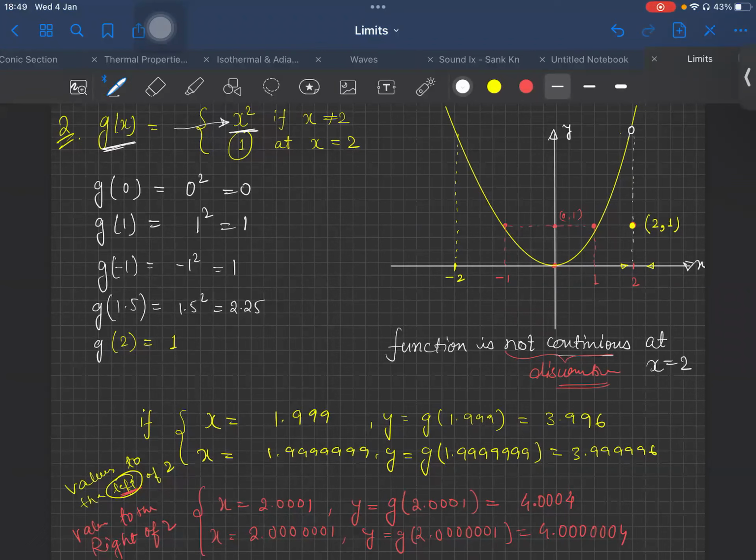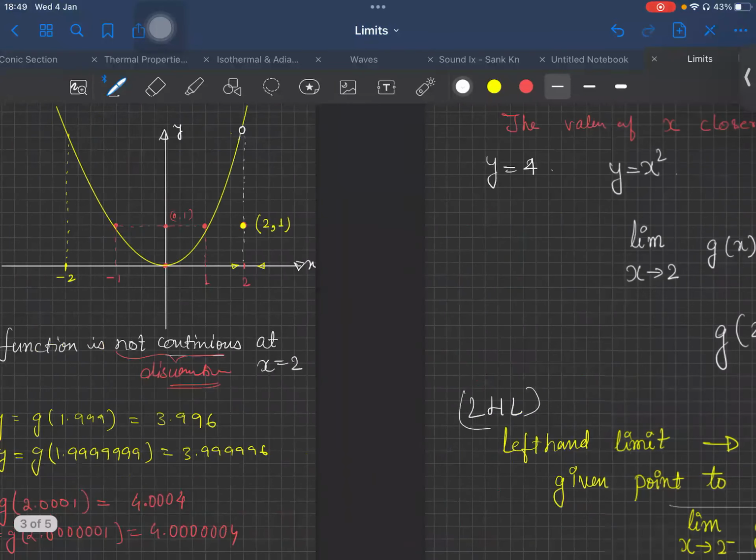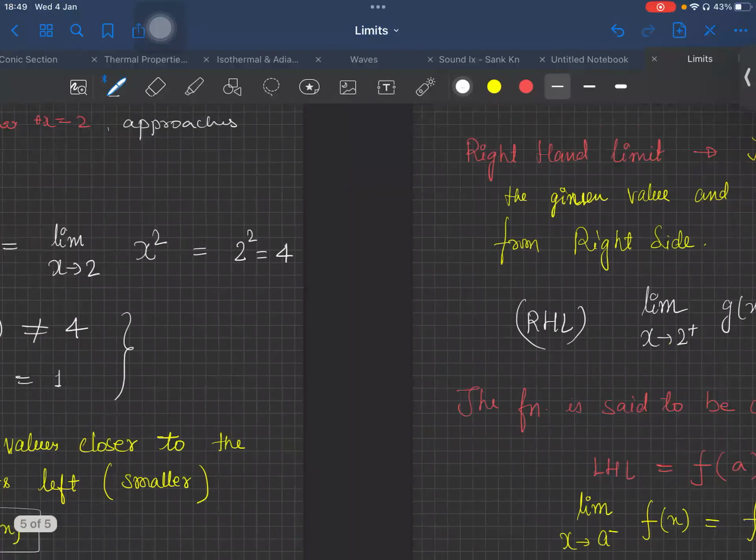The thing is, if the function is not continuous, it is not derivable. The derivative of that function is not possible. We can only take the derivative if and only if the function is continuous. So that is the criterion for derivatives. That's why we are studying continuity. Hopefully you got this idea.